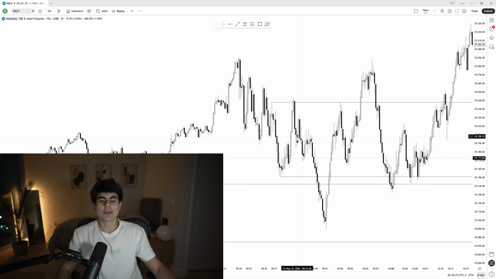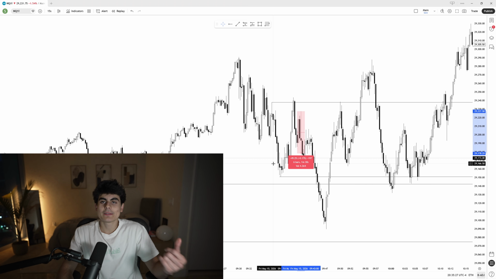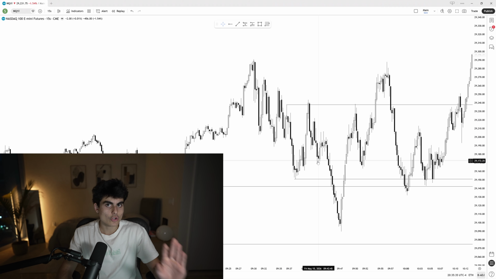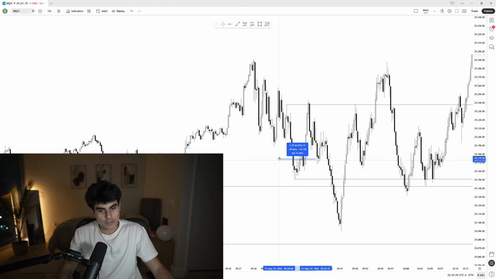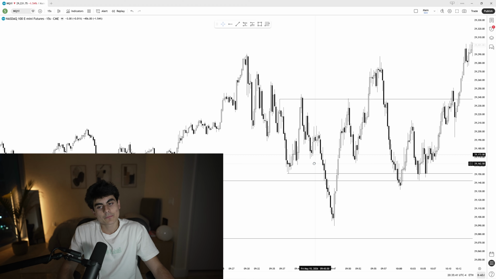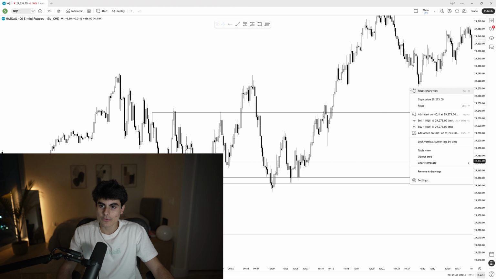Also, ES took it before. It took that low technically before, but that doesn't mean that we're going to stop. Don't put that much value and importance on these SMTs, because also remember this: Nasdaq has more importance. So if Nasdaq leaves the lows, it's probably going to take them, even if ES already took them. So yeah, that'll be it for this video.